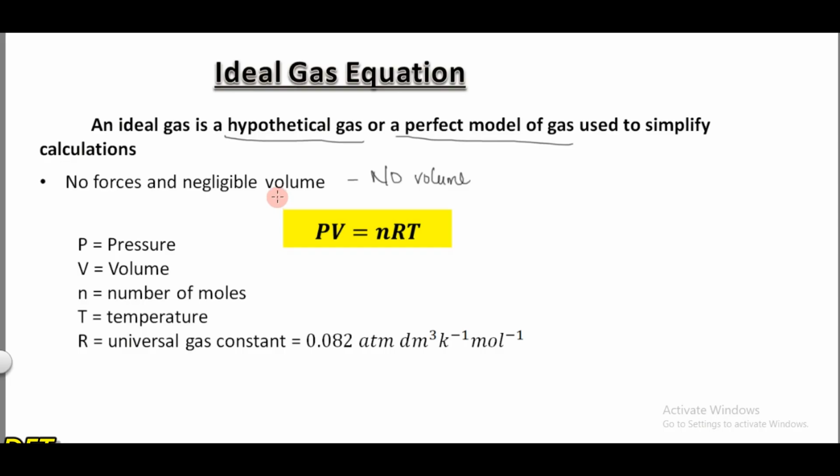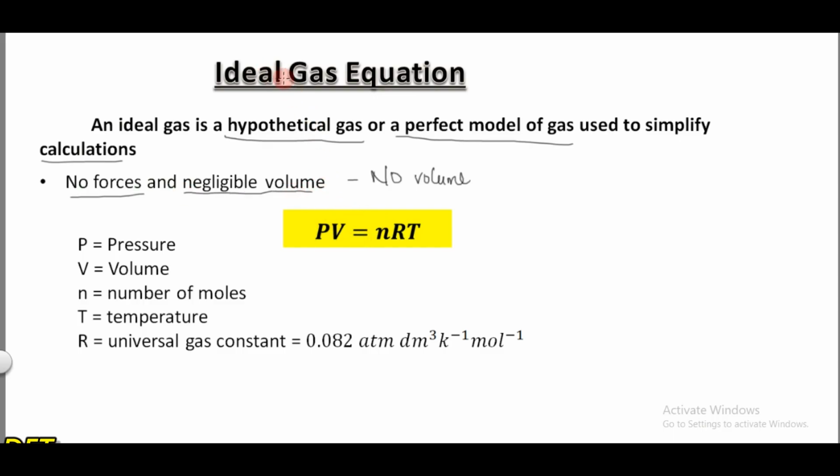So again, an ideal gas is a hypothetical gas that has no forces and has negligible volume, and it is used to simplify calculations. Once you can put these words in your definition, your definition of ideal gas will be correct, right? So again, an ideal gas is a hypothetical gas or a perfect model of gas used to simplify calculations, and usually they have no forces and negligible volume.